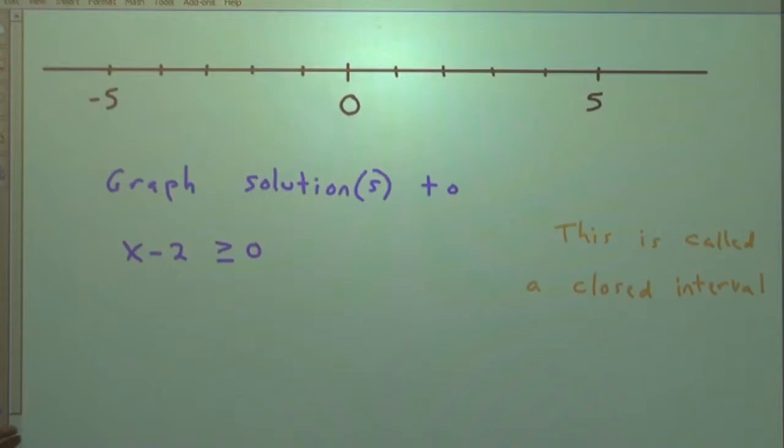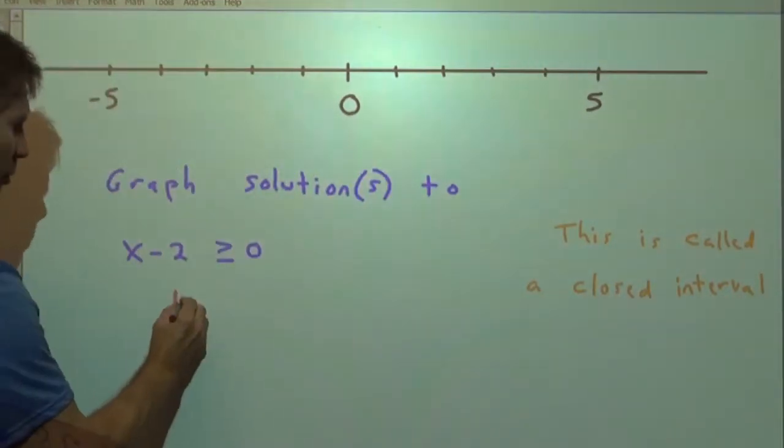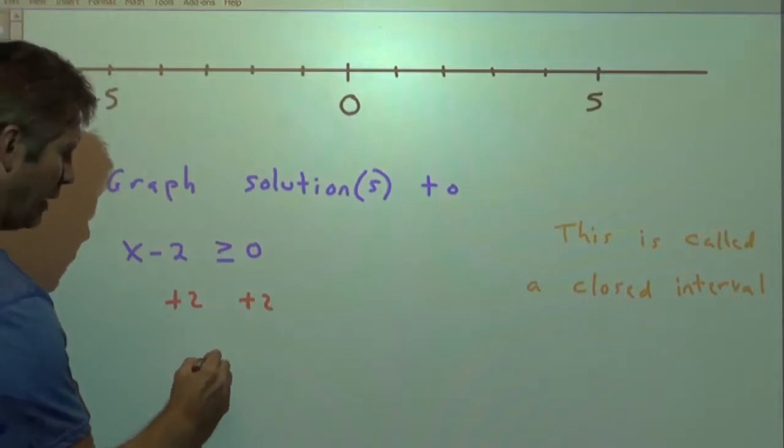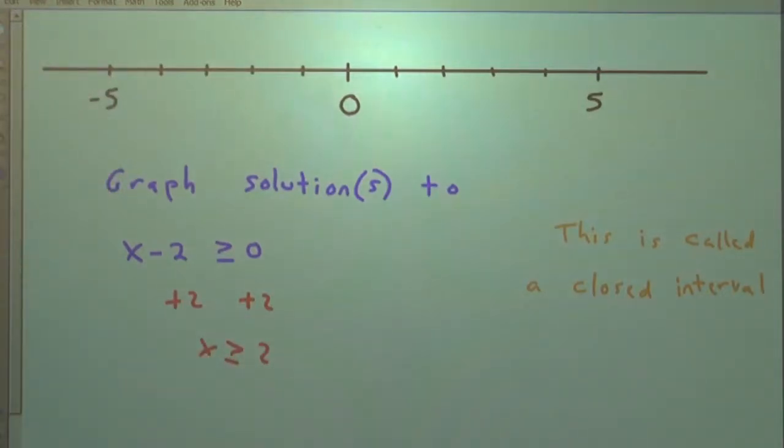Open interval. Okay, now, if we say, well now x minus 2 is greater than or equal to 0, again, we're going to add 2 to both sides, and we have x is greater than or equal to 2, and we're going to say, okay, again, how many different values can you put in for x?